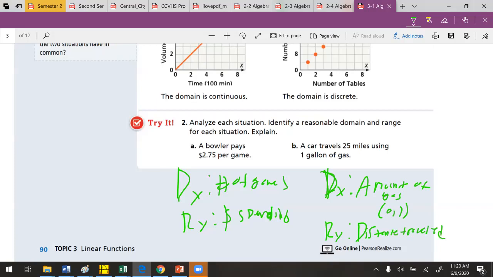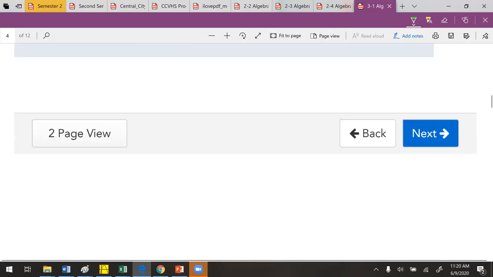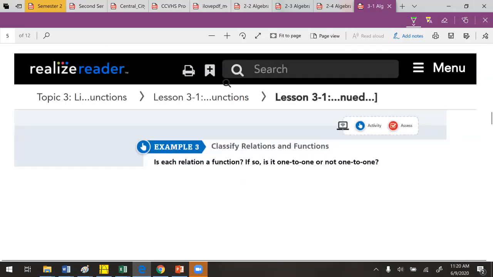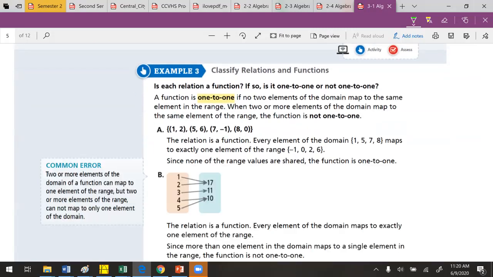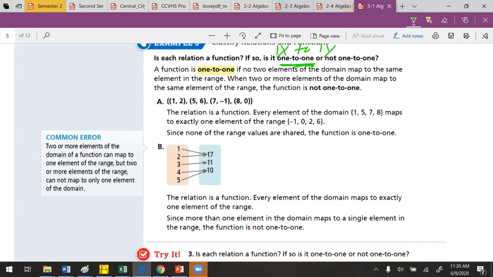Very, very important, okay? Here we go, moving on. Is each relation a function? If so, is it one-to-one? What one-to-one means is 1 x to 1 y, okay? So let's look at this here. Is this a function? Notice how the x's don't repeat, so yes, it's a function. And notice how there's only 1 x for 1 y, therefore it's one-to-one, okay?